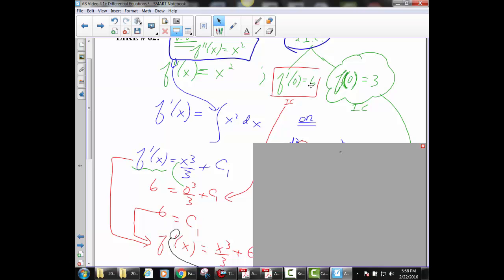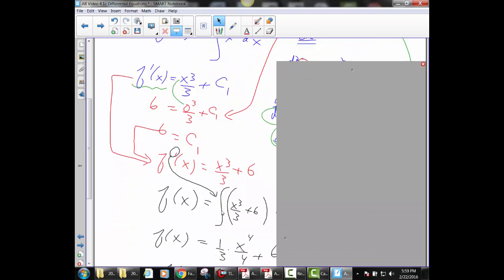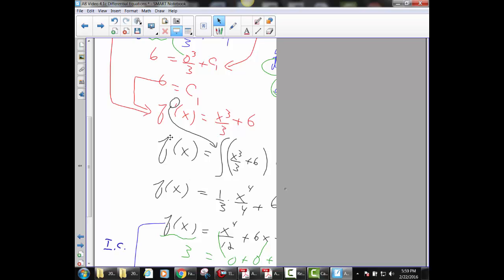They told you f prime of 0 is 6, which means if I replace x by 0 and f prime of x by 6, I will be able to find the value c. So f prime of x is 6, x is 0, and I find out that c1 is 6. Hence, my f prime of x is x cubed over 3 plus 6. Once I have that, the first derivative, then I can integrate to get the original function.